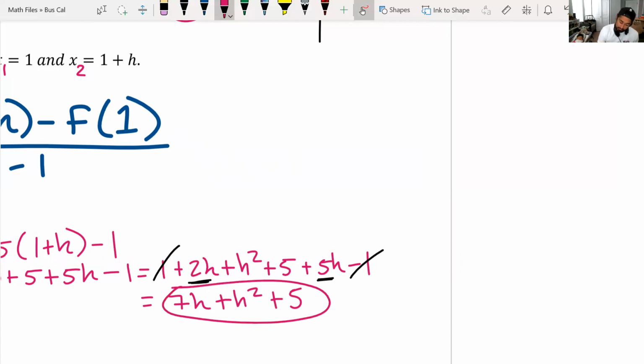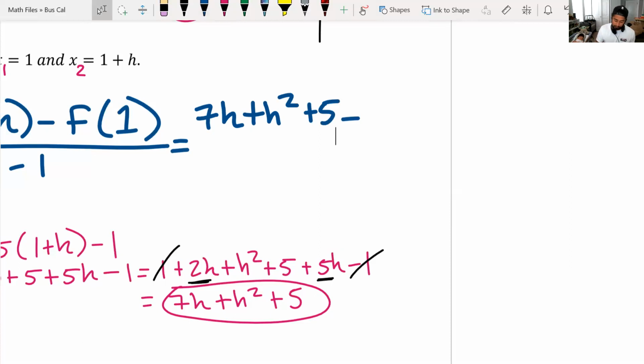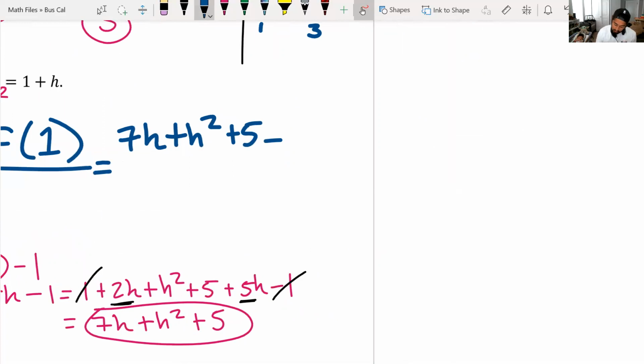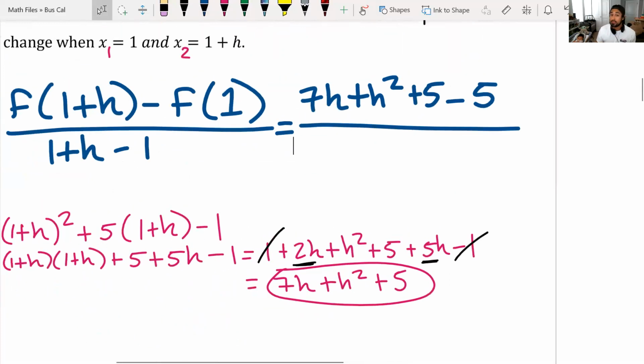So coming back up to the average rate of change, we now have 7h plus h squared plus 5 minus whatever f of 1 is, which was 5. And I'll put that in there all over 1 plus h minus 1. Once again, your 1s will cancel. And you're left with h. All right.